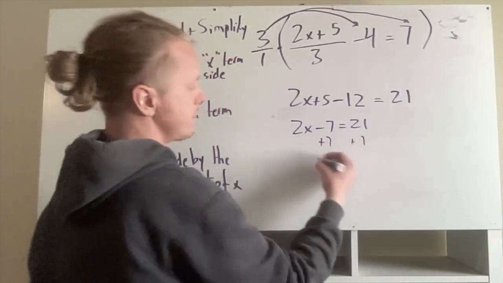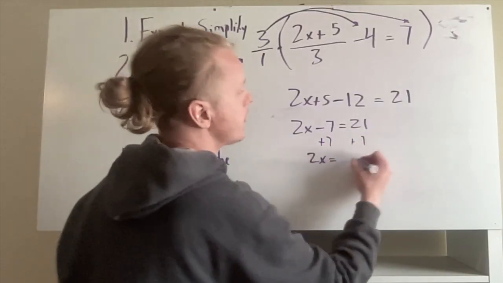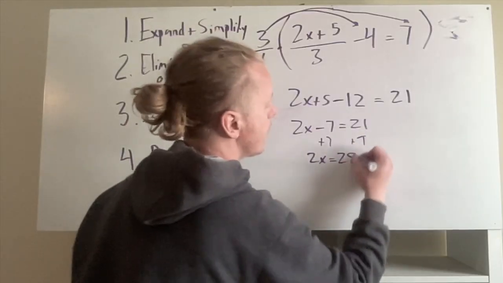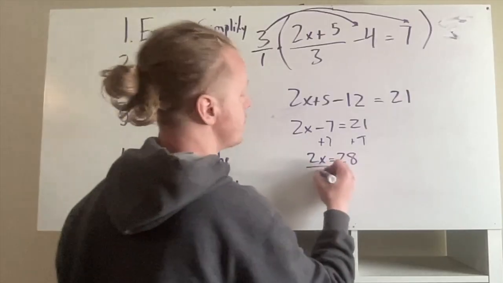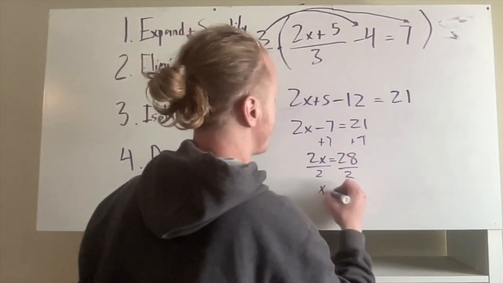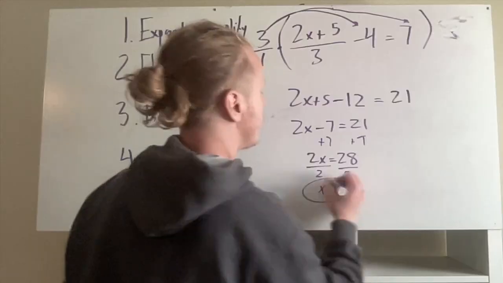We add 7 so that the 2x is alone. And then finally, step 4, divide by the coefficient of x. Divide by 2, and we find that x is equal to 14.